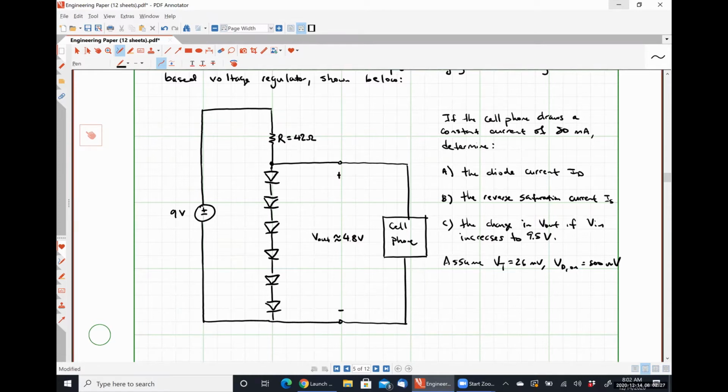We are also told that if the cell phone draws a constant current of 80 milliamps, we want to determine 3 quantities. The diode current ID, that's going to be pretty straightforward. The reverse saturation current IS, also pretty straightforward. And then the change in V out if V in increases to 9.5 volts. That last bit's going to be where it gives us a little bit of trouble.